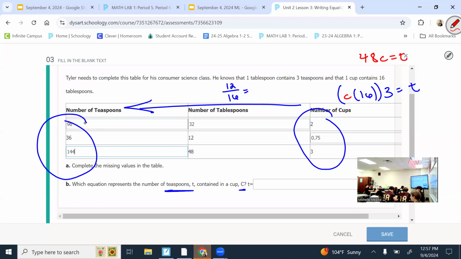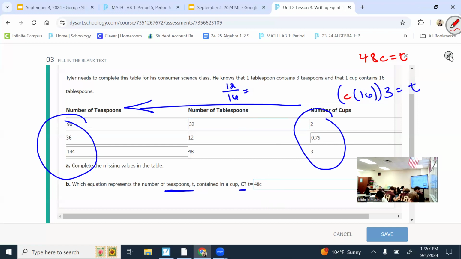Do it in your calculator if you need to. 48 times 2, is that 96? Is 0.75 times 48 36? Is 3 times 48 144? Yeah. So that's the expression it wants. It wants you to put something that, no matter what I plug in, I get an output.